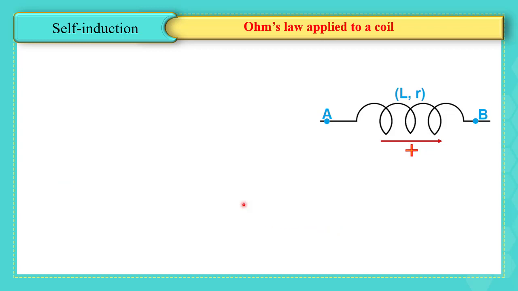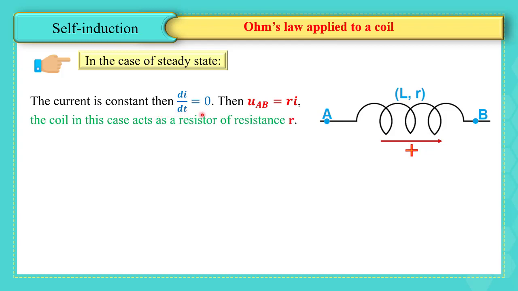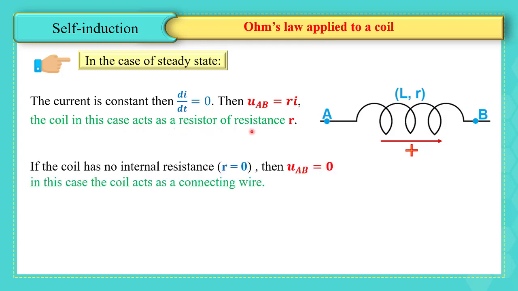Now in the steady state, the current is constant, then di over dt equals 0 and UAB equals Ri. So in this case, the coil acts as a resistor of resistance R. If the coil has no internal resistance, then R equals 0. So in this case, UAB will be equal to 0 and the coil acts as a connecting wire.